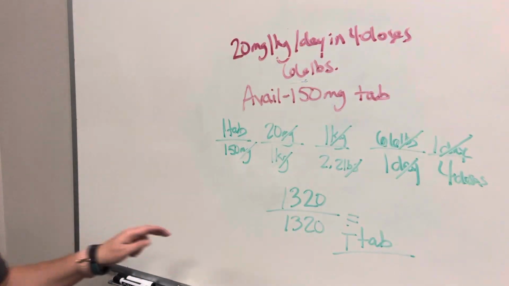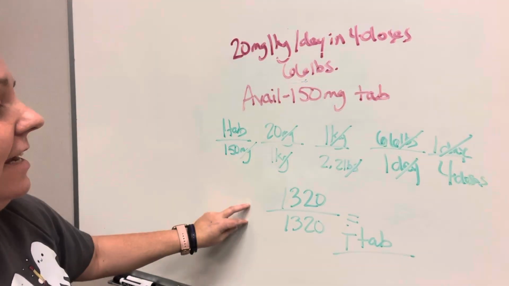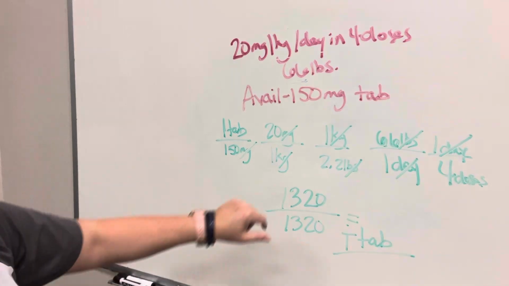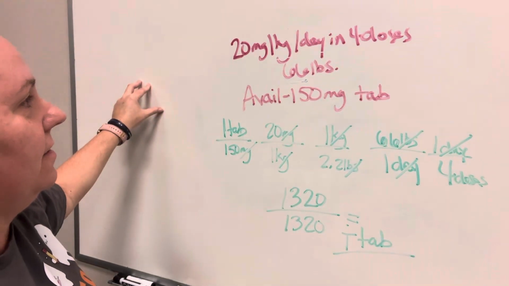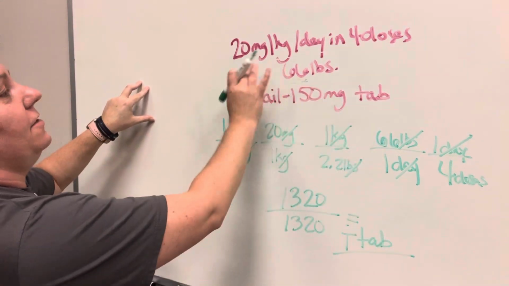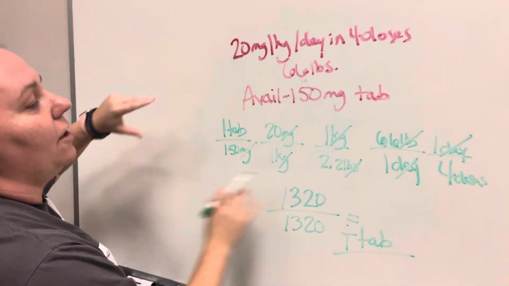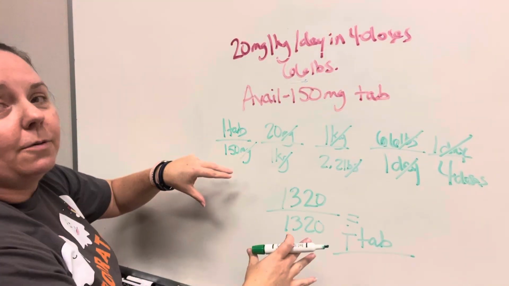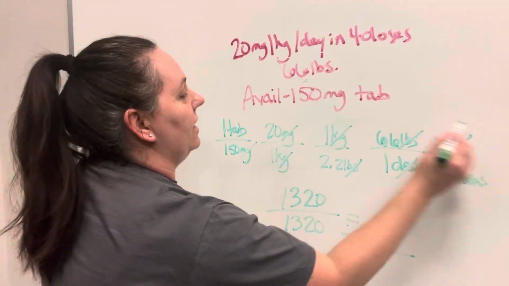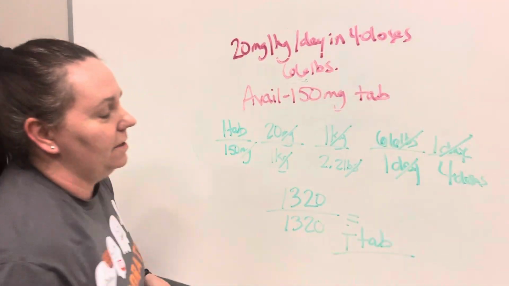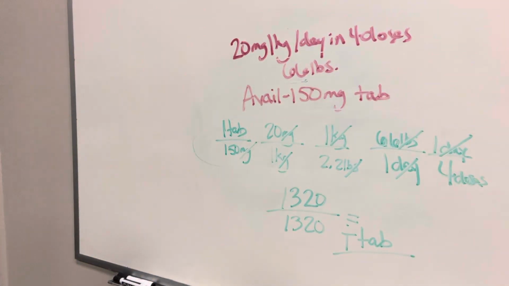But the thing with dimensional analysis is it's all right here in this equation. So you don't have to convert the pounds to kilograms over here on the side. You don't have to do your 20 milligrams per kilogram times those kilograms over here on the side and then plug in otherwise. It's all right here in one big equation. So it seems harder in the beginning, but it's truly not harder.